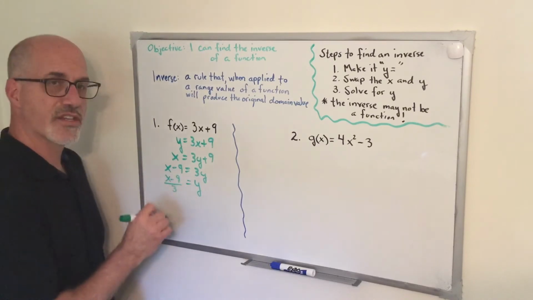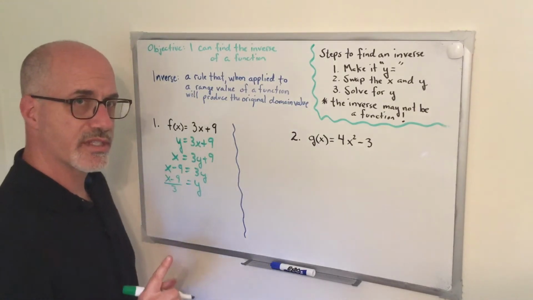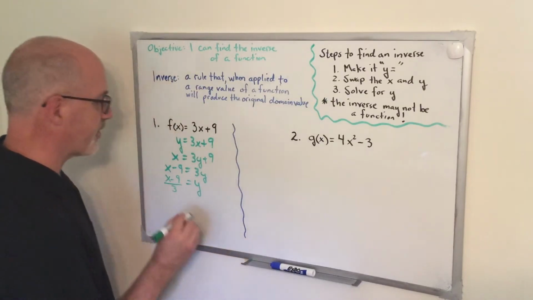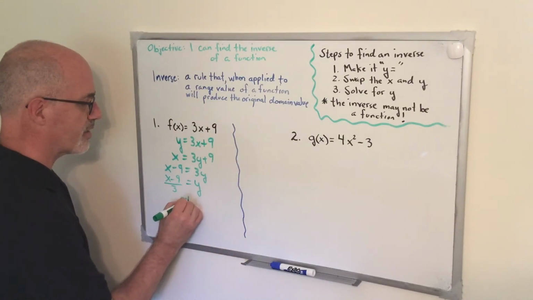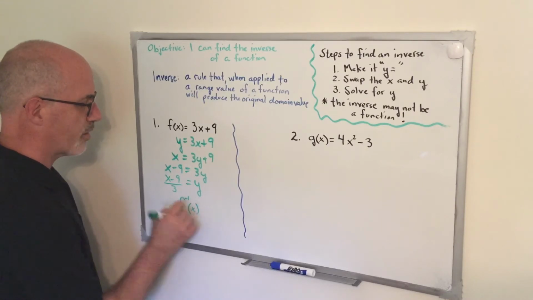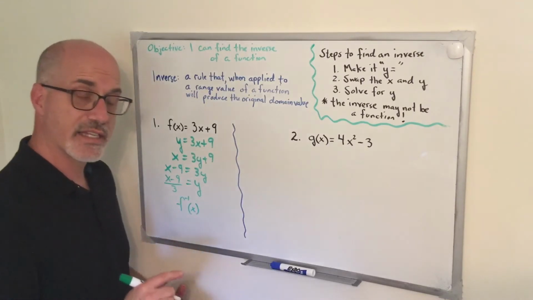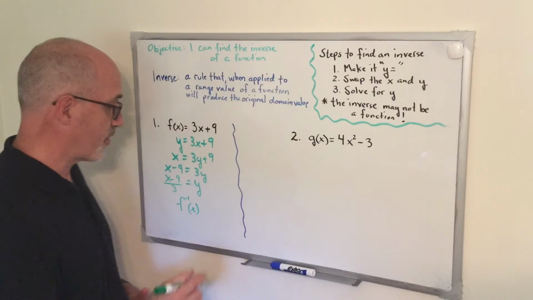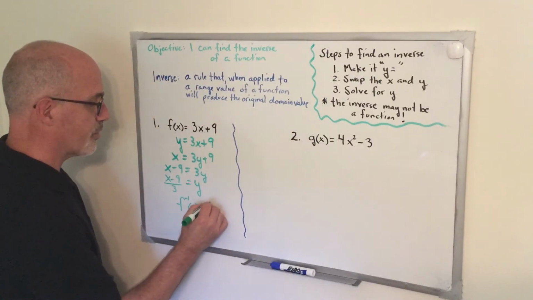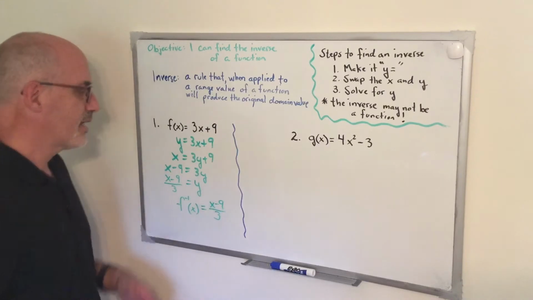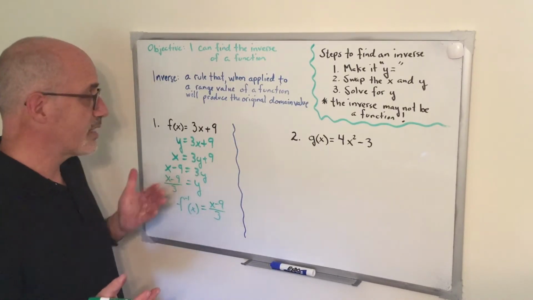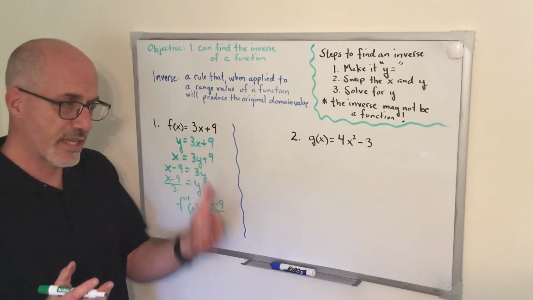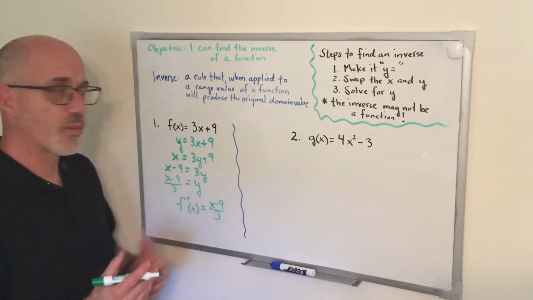Now this only has one result as an answer. It itself is a function, so when we do get an inverse function, we use this notation with a little -1. That is the notation for an inverse function, f inverse of x equals x minus 9 over 3. Let's test it out. This is a one-to-one function. It's a linear equation, so its input produces one output. That output is only paired with one input.